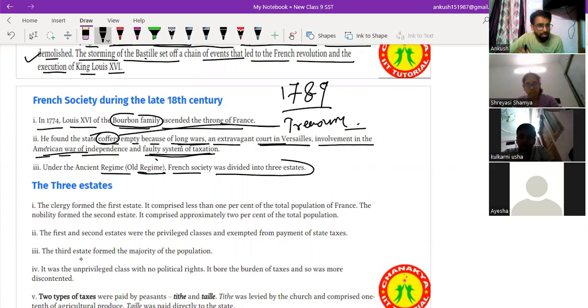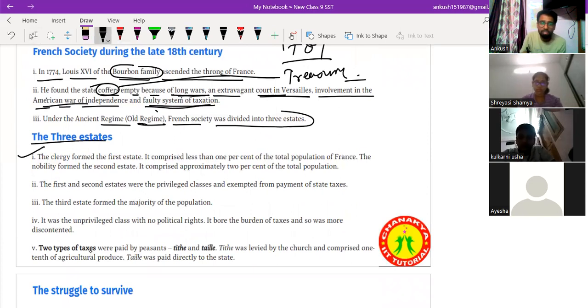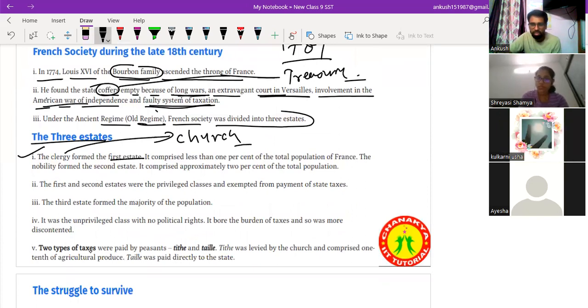So Louis XVI became the king. After that, he found the treasury was empty, and in the old regime, French society was divided into 3 states or 3 types. What were those states and what was the taxation there? We'll see here. The 3 states were there. What were those? The clergy formed the first state. Clergy related to the church, who were actually working in the church. Okay, they were considered the upper caste people there.